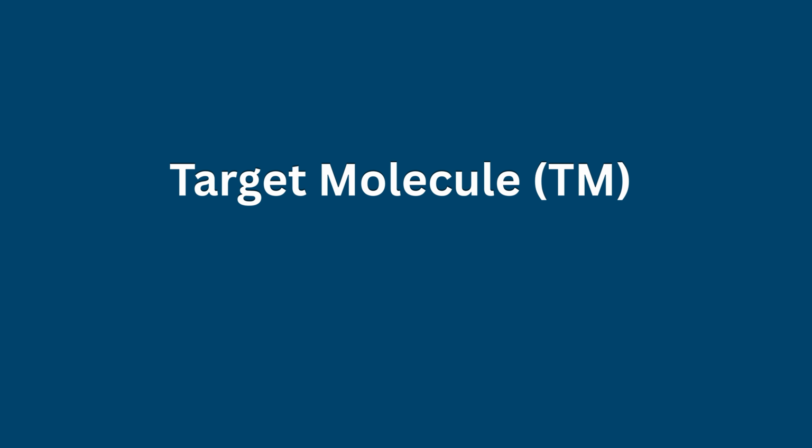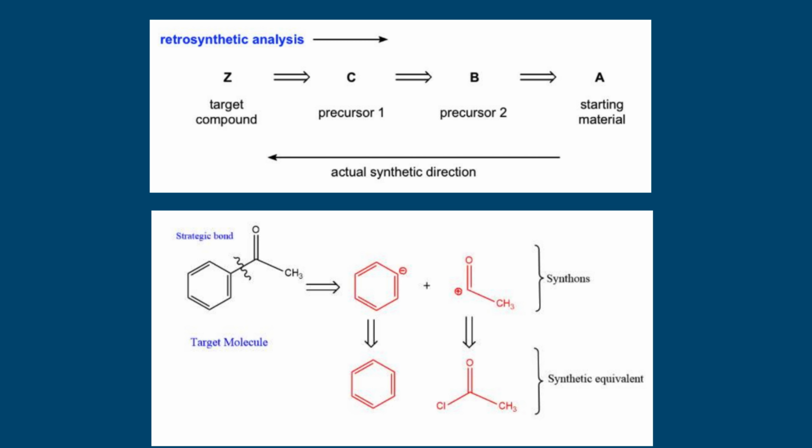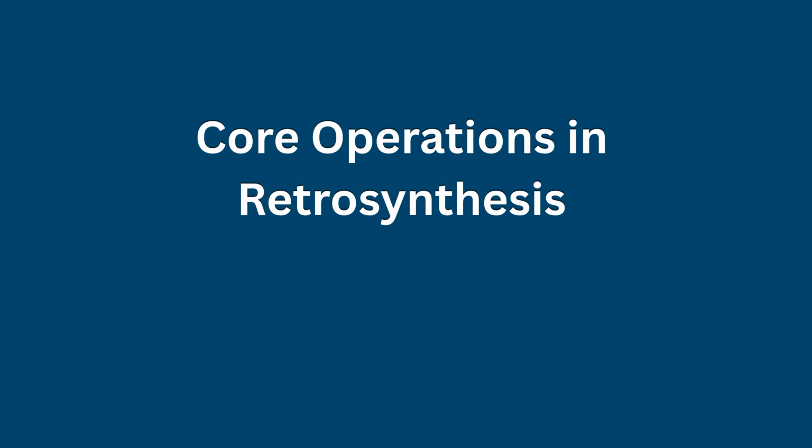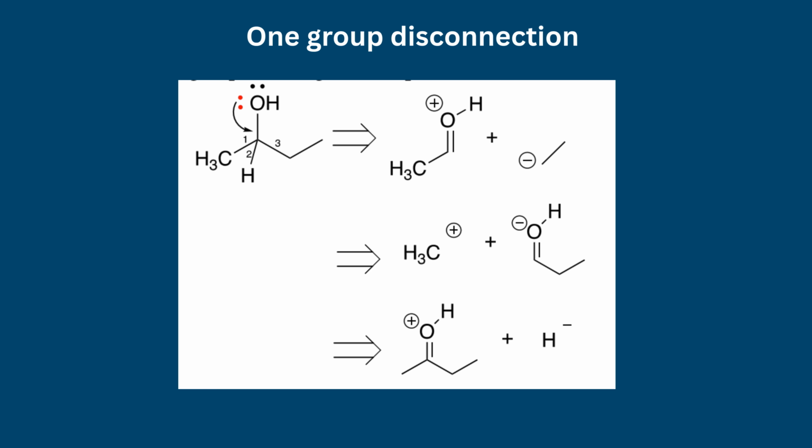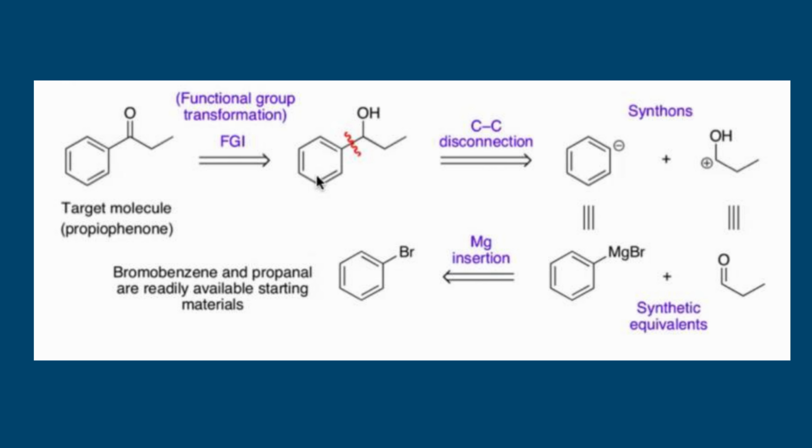Target molecule, TM. The target molecule is the compound of interest whose synthesis is being designed. Retrosynthetic analysis begins with the TM and proceeds backward. Core operations in retrosynthesis. Disconnection. Disconnection is the conceptual cleavage of a bond in the TM to generate synthons. It is represented by a retrosynthetic arrow. Strategic disconnections reduce molecular complexity. Often, target bonds are formed via known, reliable reactions, for example, carbon-carbon bond formation.